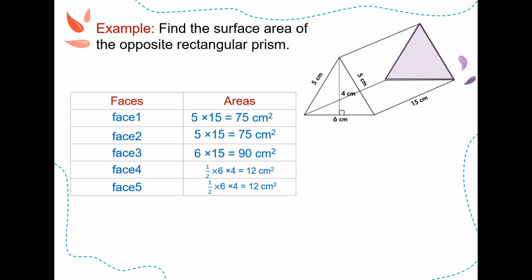So to find the total surface area of this one will be what? Yes, I will add all of these areas. Will be 75 plus 75 plus 90 plus 12 plus 12 equals 264 centimeter square. Now, this shape is what?